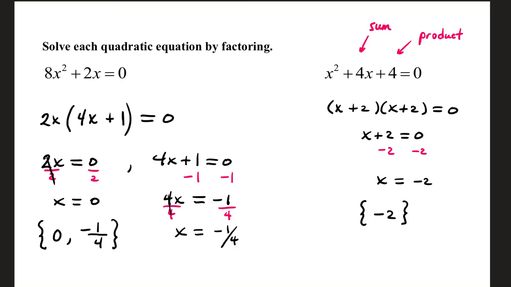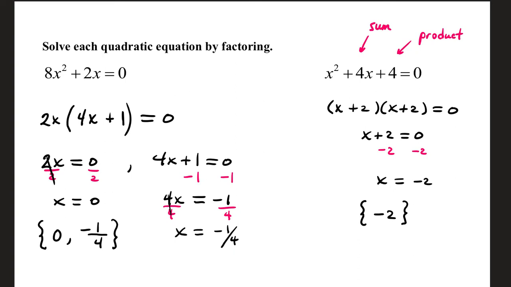Solve each quadratic equation by factoring. In our first example, we have the equation 8x squared plus 2x equals 0. These two terms have a 2x in common. If you divide 2x out of both terms, you will have 4x plus 1.